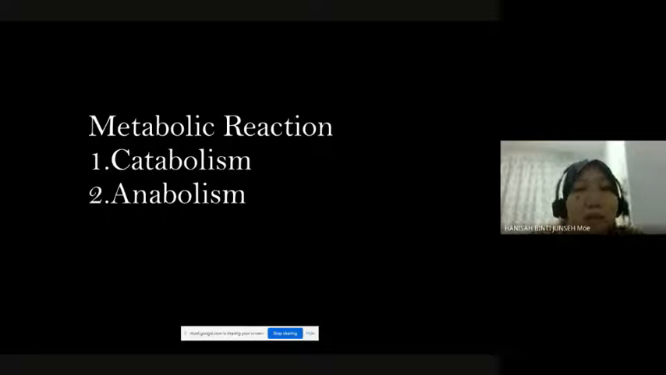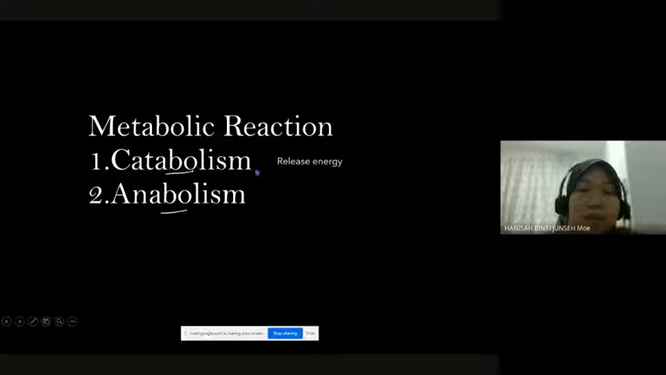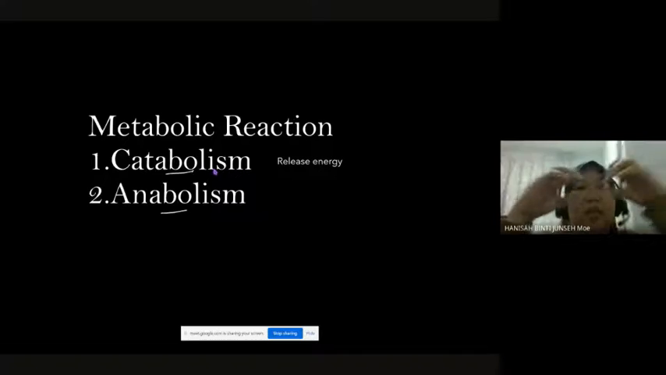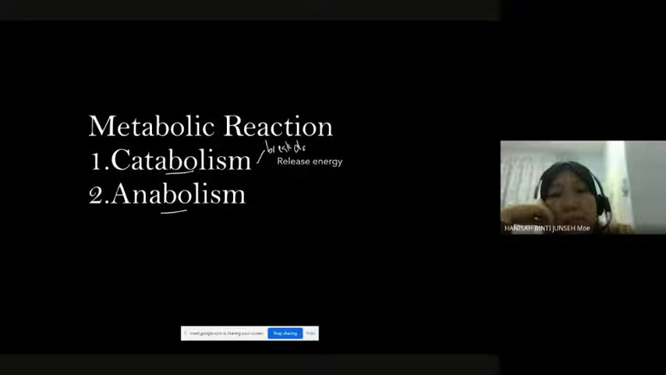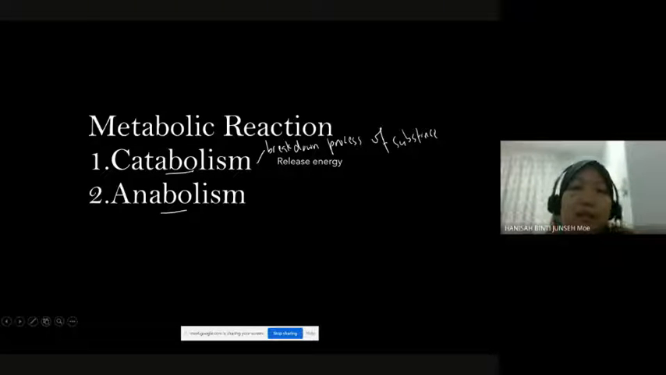So to start, we already learned in chapter 5 about the metabolic reaction. As you already learned, there are two types of metabolic reaction, which is catabolism and anabolism. So catabolism is to split the complex substance, to break down. This is more like a breakdown process. So catabolism is a process of breakdown of substance, and it releases energy. While anabolism is to combine substances. So it will use energy.